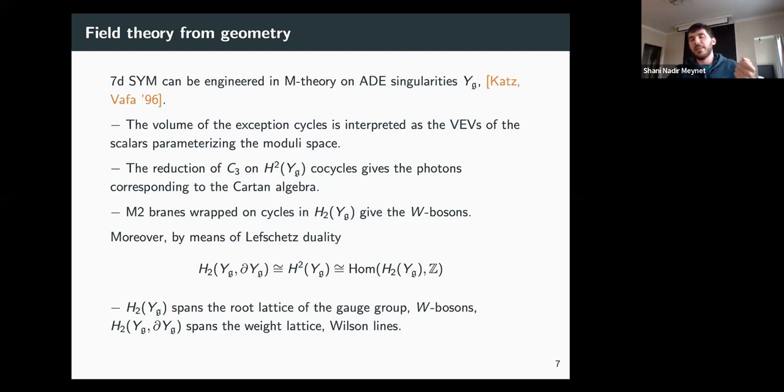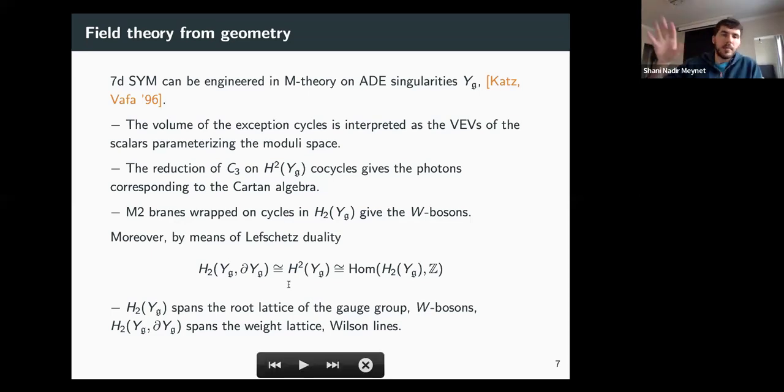A Wilson line is nothing but the worldvolume of an infinitely massive particle. So in this context, what is an infinitely massive particle? Well, it's an M2 brane wrapped on an infinite cycle that in geometry becomes a relative cycle. Relative cycles are here on the left, and through some manipulation and Lefschetz dualities, one can re-express them in terms of homomorphisms of the lattice of masses of the BPS charges.